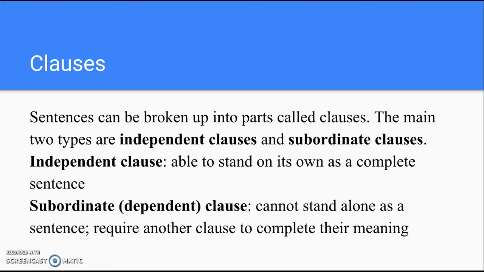Independent clauses contain a subject, which is the thing being described. They also have a predicate, the action or description of the subject. As you learned in the parts of speech video, anywhere that there is an action or description of a subject, it usually involves a verb.